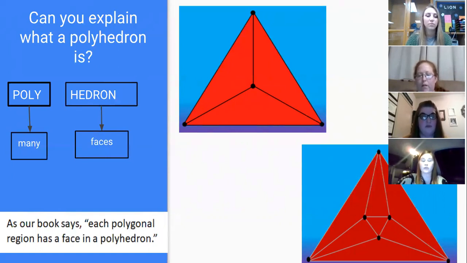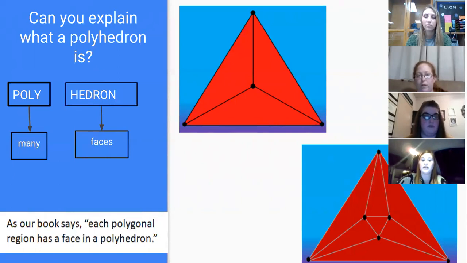Now, if we have just a regular polygon, that's going to be a two-dimensional shape. But if we have a polyhedron, it's going to be a 3D shape. So as our book says, each polygonal region has a face within the polyhedron. If you look here, I've given you a tetrahedron up at the top, and you can see that each face is actually a triangle.